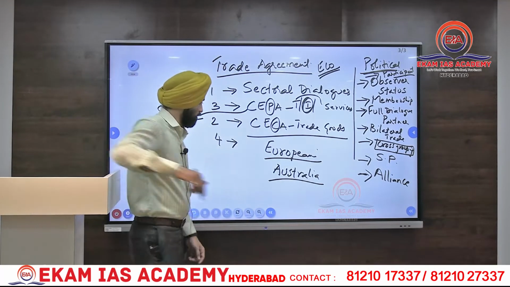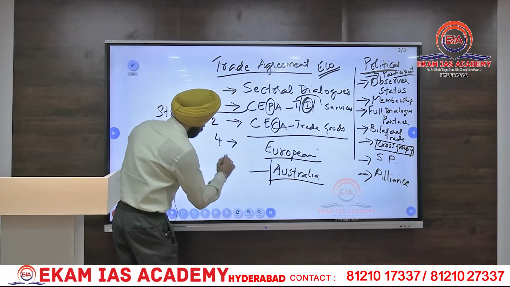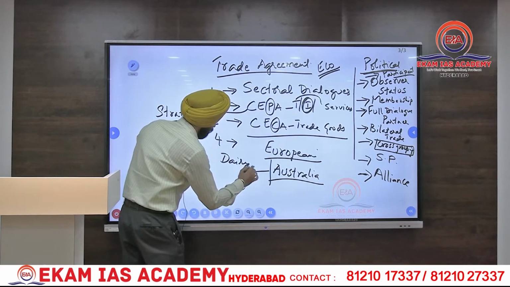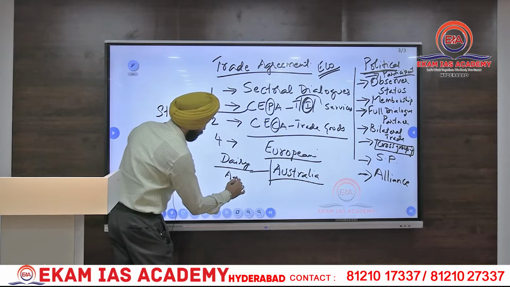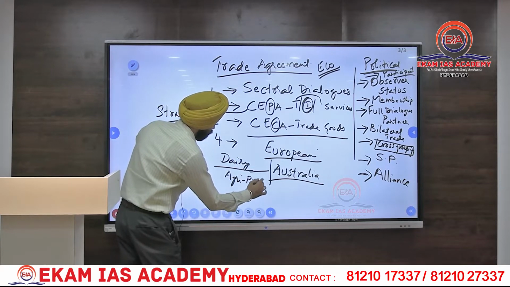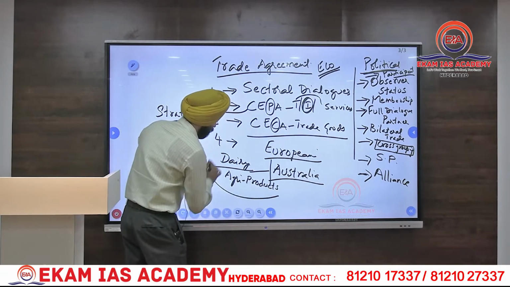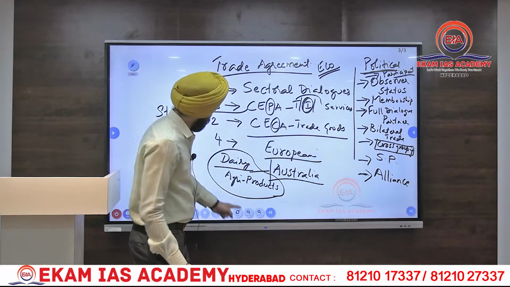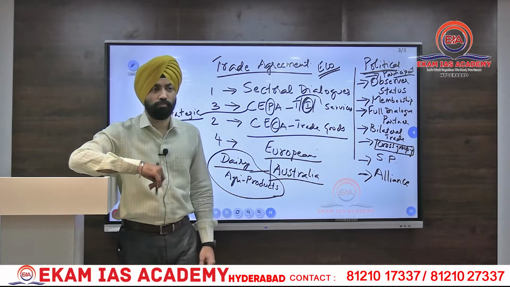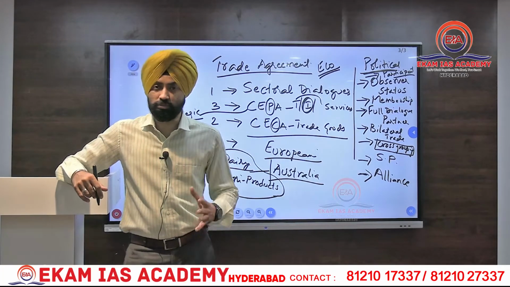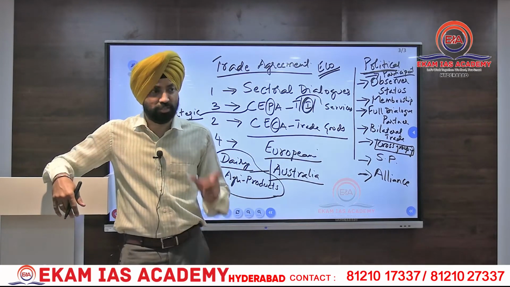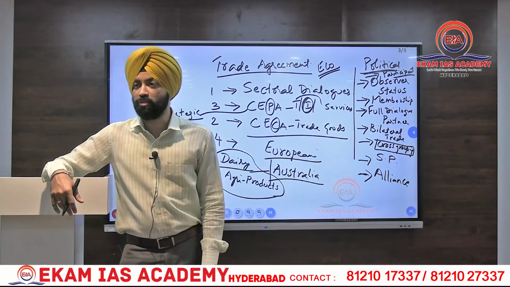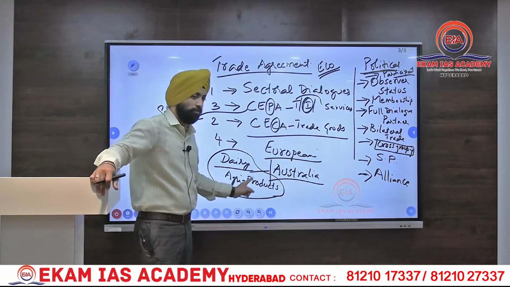One is the dairy sector, the second is agricultural products. This is the most important area where we might get stiff competition from Australia, especially wheat production. Australia is known for its quality and quantum of wheat production per acre of land. So that is one area where we might have problems.